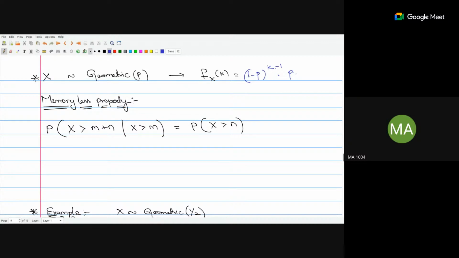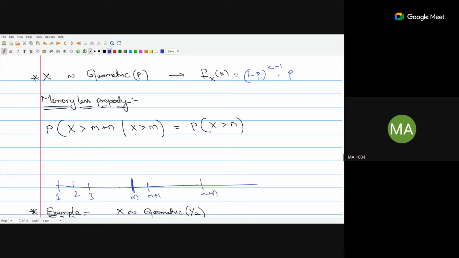And what this memoryless property states is, if I want to compute the probability that x takes values greater than m plus n, given that x is greater than m, it is the same as computing the probability that x is greater than n. What it says is, x starts from 1, 2, 3, and so on, m plus 1 to m plus n, something like this.